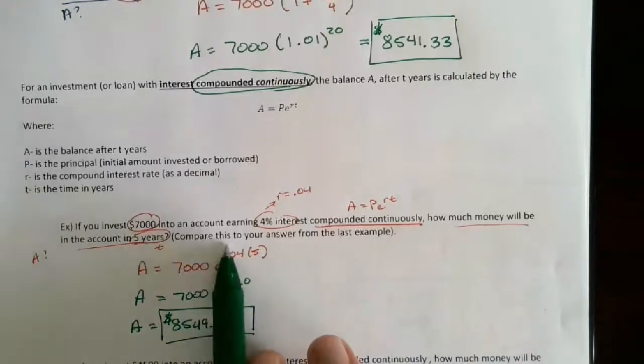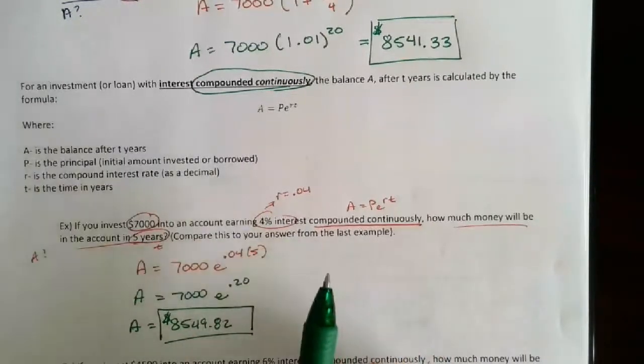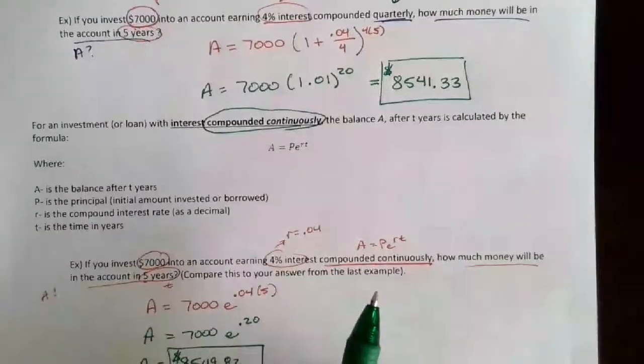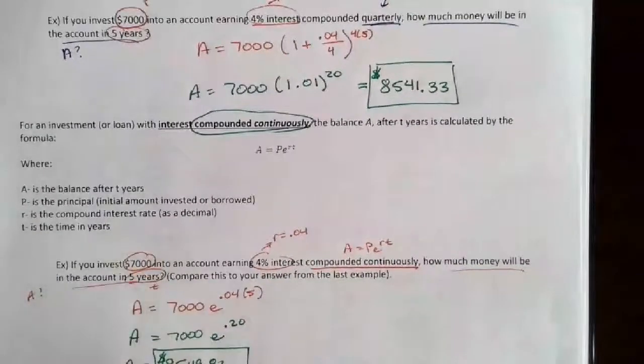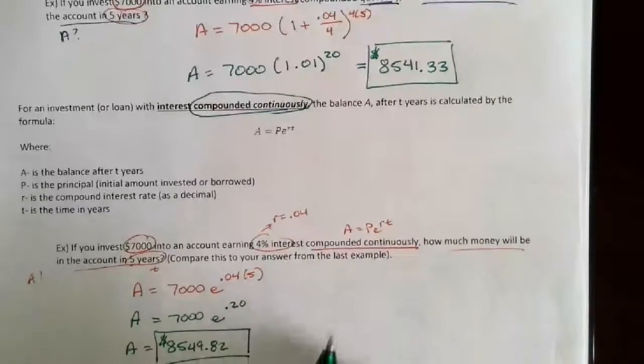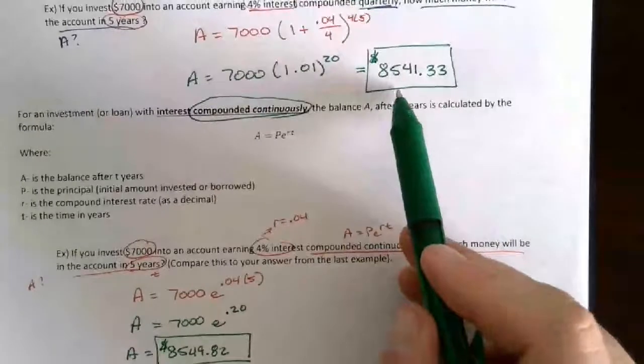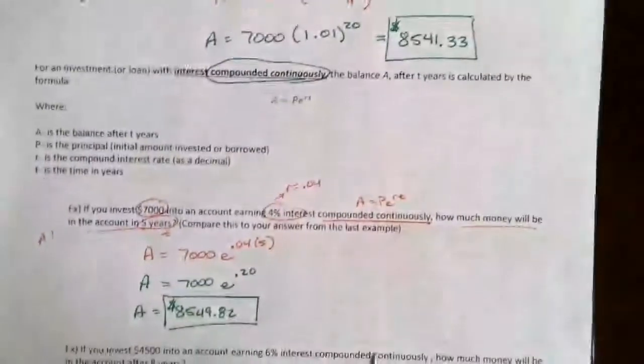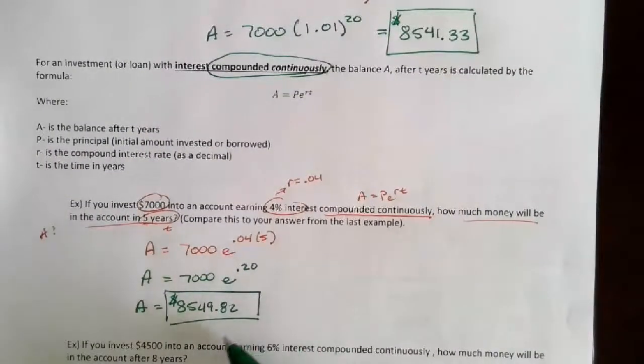And it says compare this to your answer from the last example. The reason I want to compare these is because I gave you all the same information, the same principal, the same interest, and the same time. The only thing that was different was how it was compounded. Compounded quarterly gave us $8,541.33. Compounded continuously gave us $8,549.82. So the question really is, what's better? If all other things are equal, you want your interest to be compounded continuously because you're going to be earning more money over time.